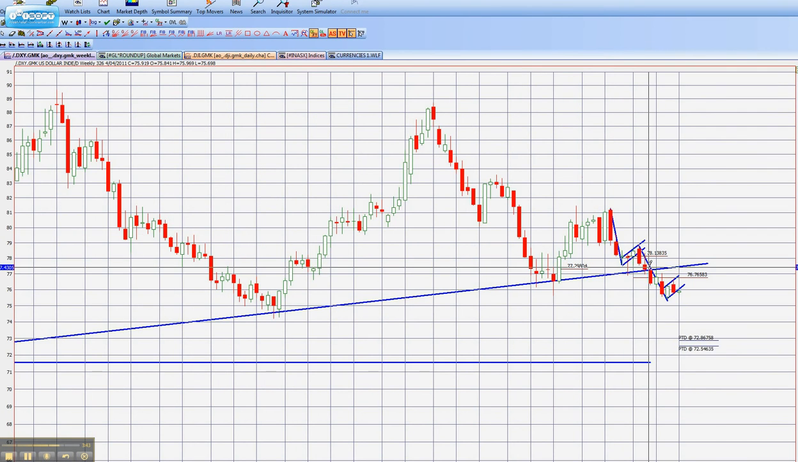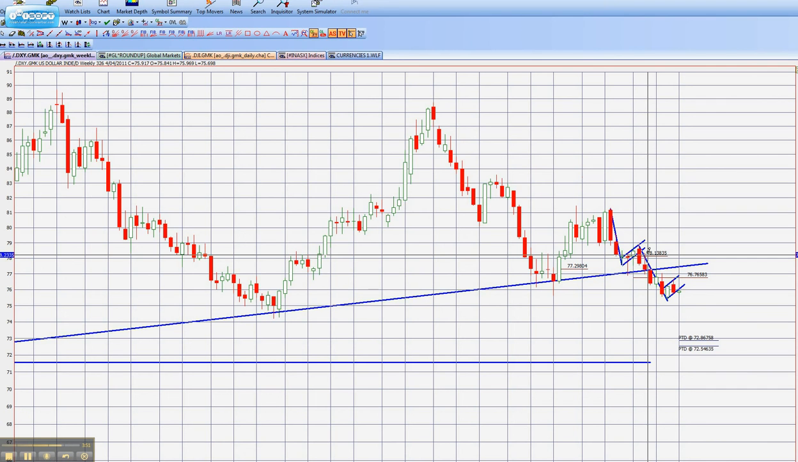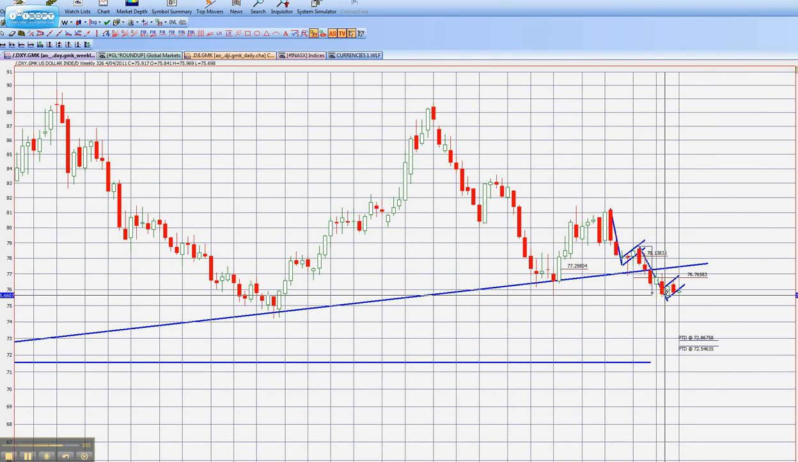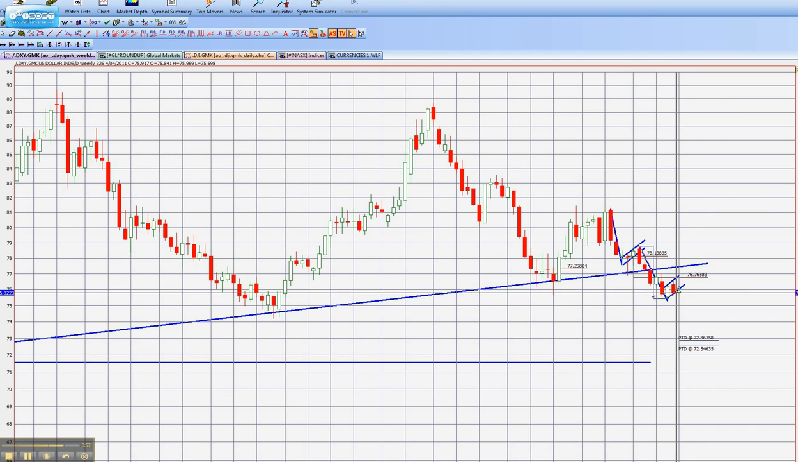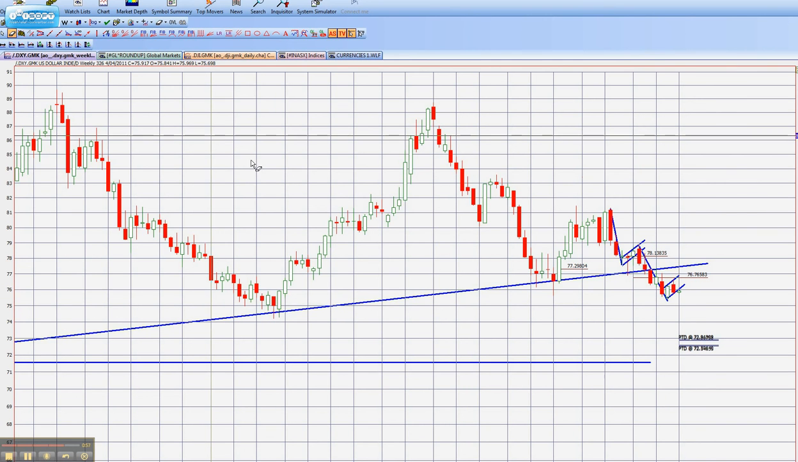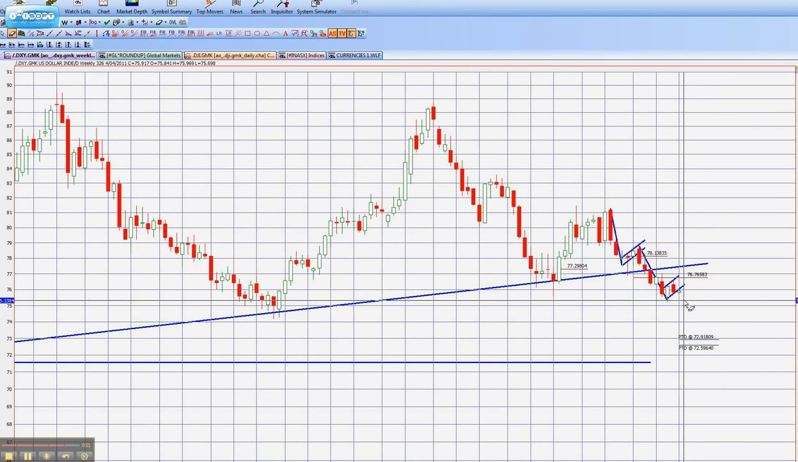Now as you can see here on the weekly, we do have another bear flag happening. Now with this bear flag, I've already worked out the target price. I'm going to just do it again for you. It's basically the 72 mark. So it's confirming the monthly. But we'll home in on the daily in a minute.